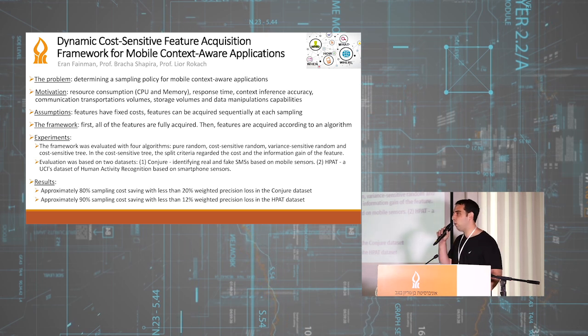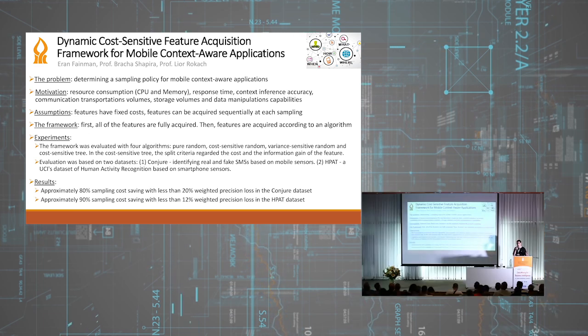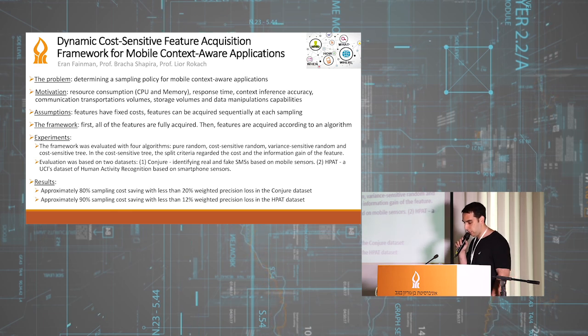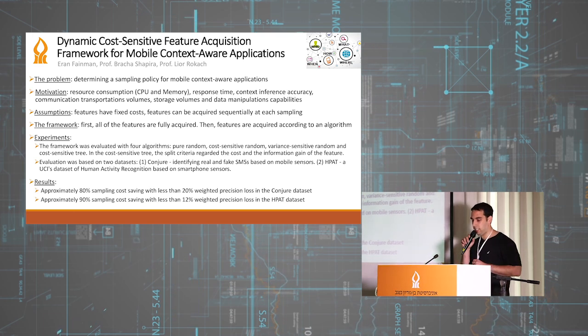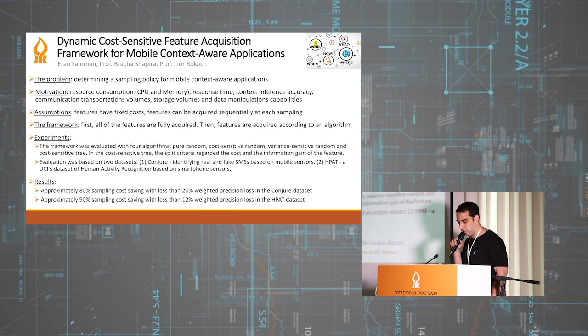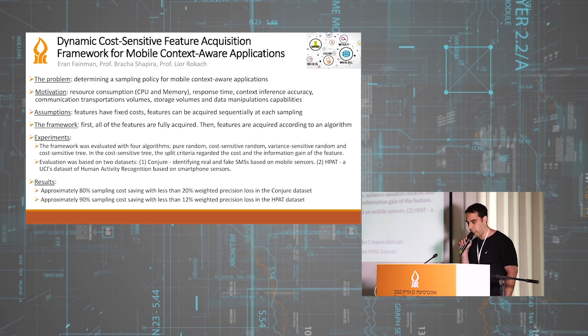The problem is that when we build a mobile context-aware application, we can sample many sensors and extract many features from these sensors. One of the major inherent challenges is to determine which of the features to acquire during the sampling process. The amount of required features affects the application's resource consumption in terms of CPU and memory, the response time, the context-aware inference accuracy, the communication overheads, the storage, and the data manipulation capabilities.